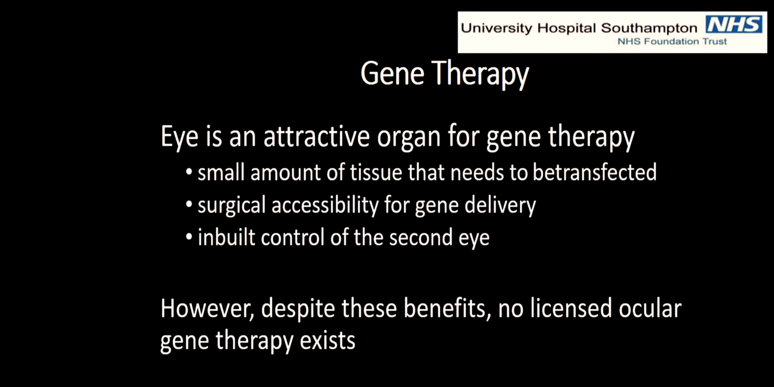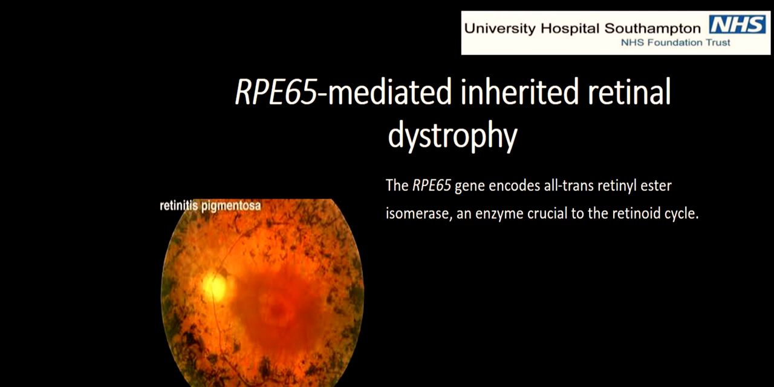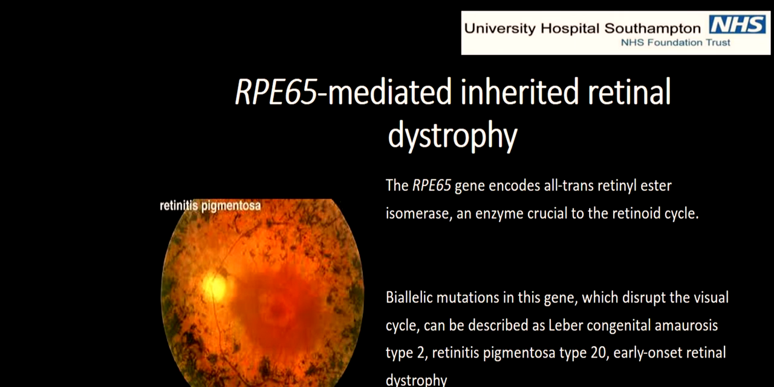Coming to the gene therapies, RPE65 is the most common disease, and that's why it's the most commonly studied disorder as well. A bit about the gene: it encodes an all-trans retinyl ester isomerase, a special enzyme for your retinoid cycle. It involves biallelic mutations, and there can be different phenotypic manifestations. It could present as Leber's, retinitis pigmentosa, or even early onset retinal dystrophies.